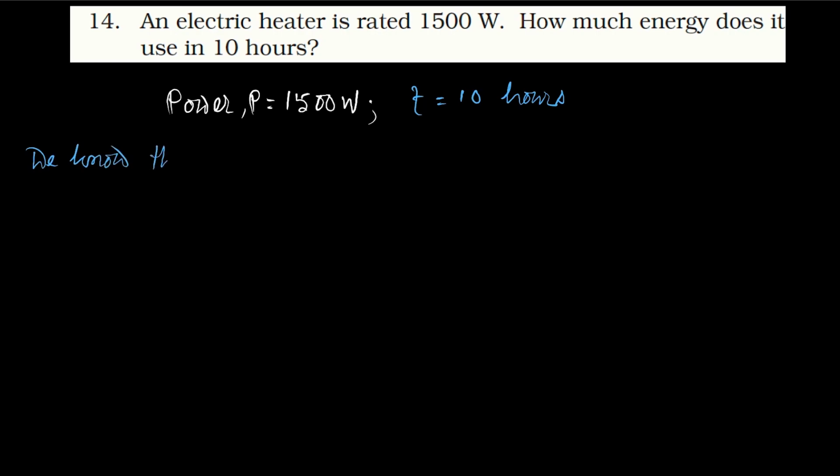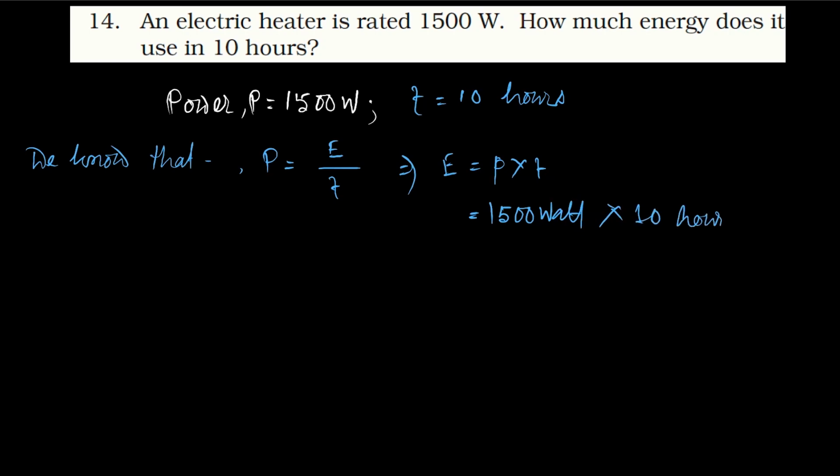So for that, we write down the formula. We know that P equal to E by T. Simple formula. From here, we can calculate the energy. E equal to P into T. So P is given, 1500 watt, and time is given, 10 hours. So we are going to convert the hours into seconds, right? In 1 hour it is 3600 seconds. So in 10 hours it will obviously be 36000 seconds, right?